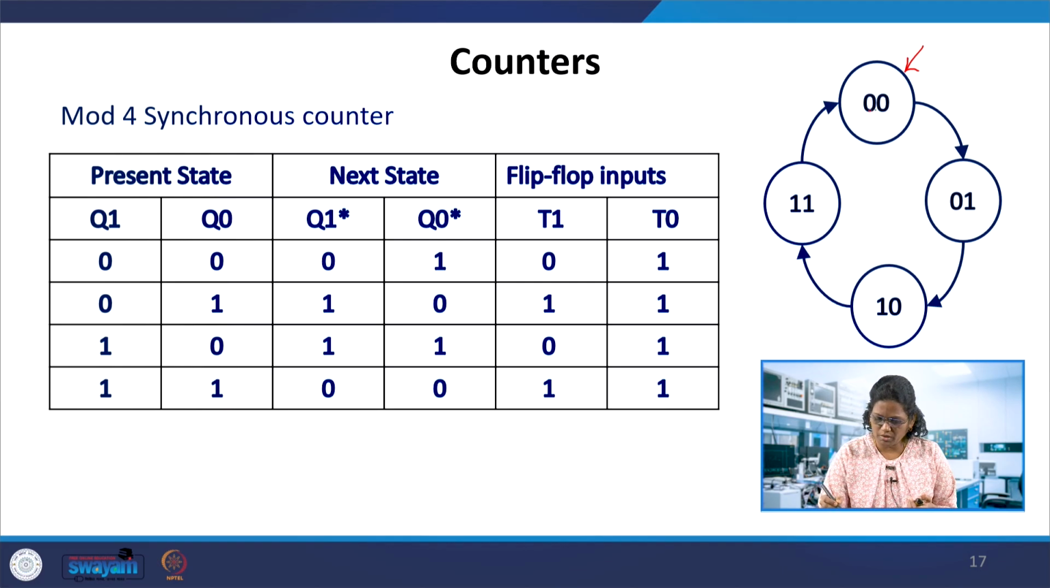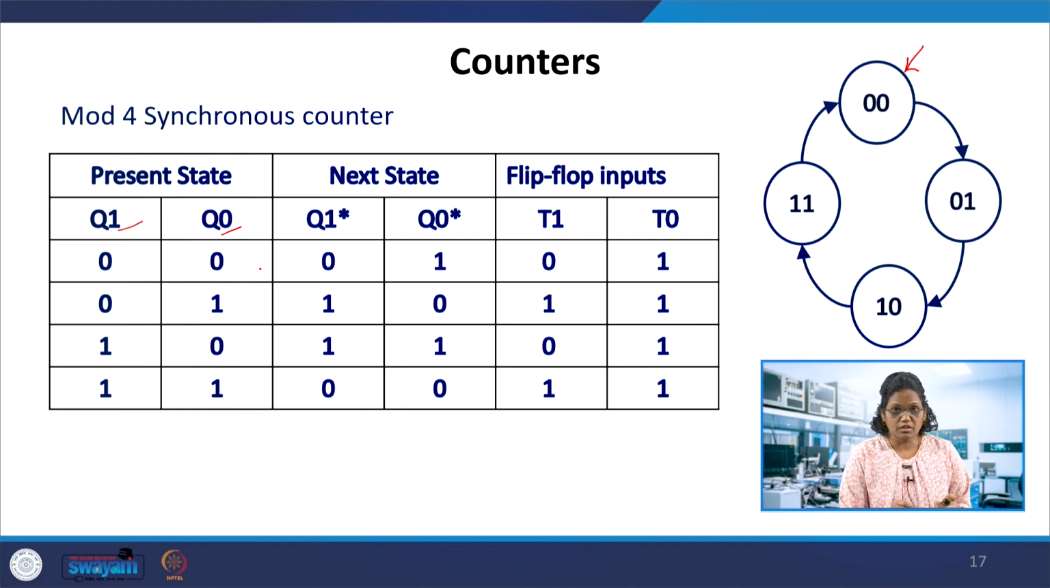The states need not be 00, 01, 10, 11; they can be in any order. So 00, the next state can be 10, but then you won't call it a counter; it just moves from one state to another with 2 bits. Okay, so in this case we name the present state Q0 and Q1, and the next state of the counter will be marked with an asterisk.